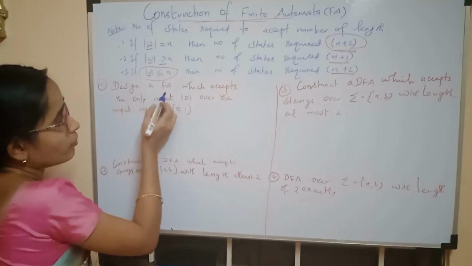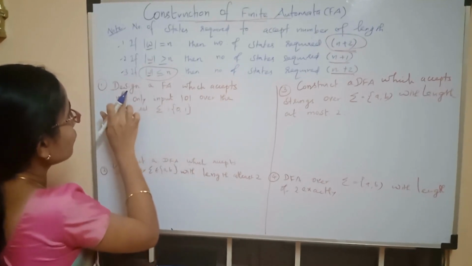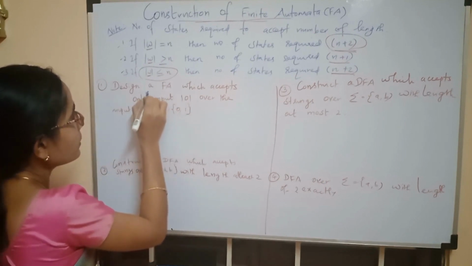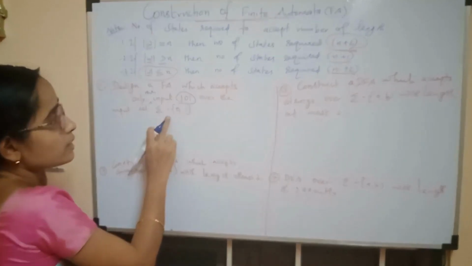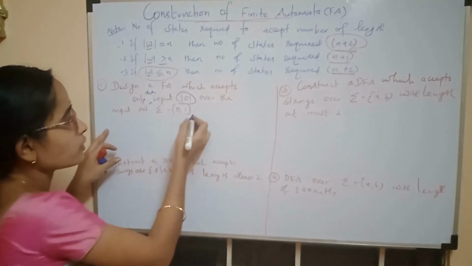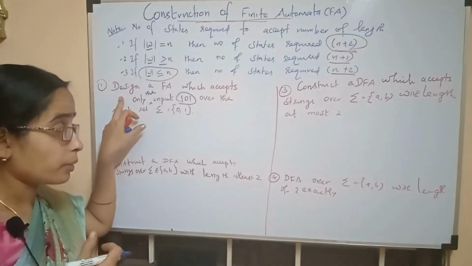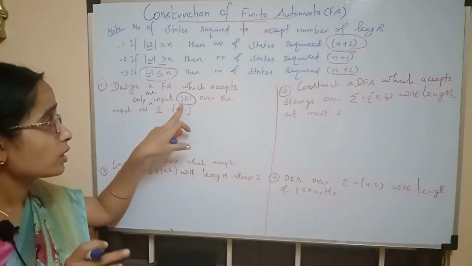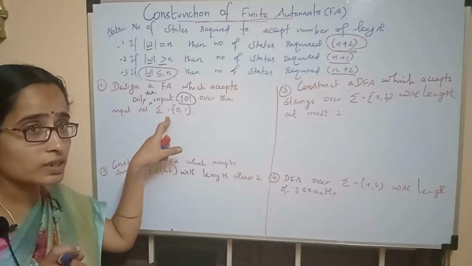They are asking to design a finite automata which accepts only the input 101, only the input 101, over the input set sigma that has 0, 1. So you understand what the problem statement is, right? They are asking to design a finite automata that should accept only the input 101 over the input alphabet set 0, 1.